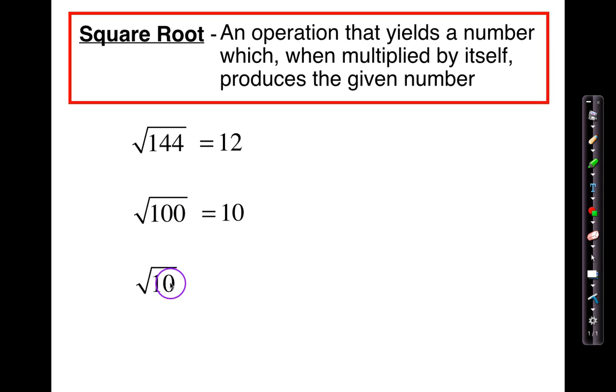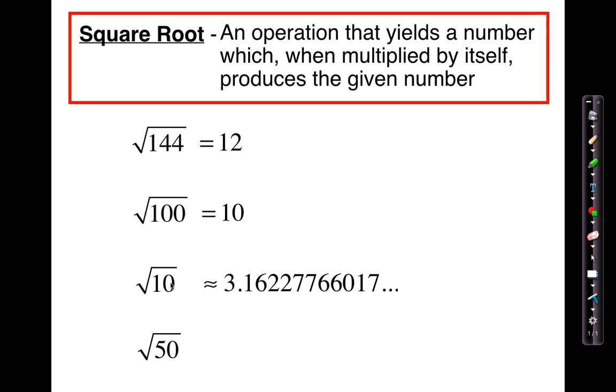What about the square root of 10? Well, I can't think off the top of my head a number that I can multiply by itself that will give me 10. And why is that? Because this one isn't a nice number. It's not a perfect square. It's approximately 3.16227766017. Here, this number does not terminate and does not repeat. And for that reason, we know that it's irrational.